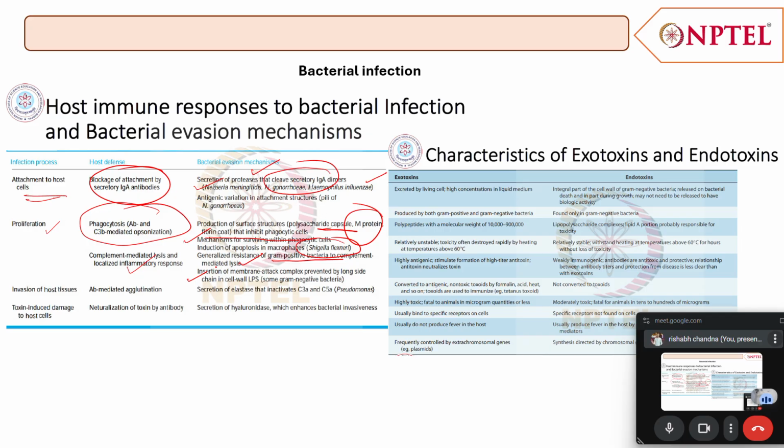Then we have invasion of the host tissues, with secretion of elastases that inactivate C3 and C5 of the complement system. That happens in Pseudomonas. Then we have toxin-induced damage to the host cell, which means neutralization of the toxin by antibody and secretion of hyaluronidase, which enhances bacterial invasiveness. So these are some of the mechanisms through which bacteria invade humans, and what the host defense is, followed by the bacterial evasion mechanisms.